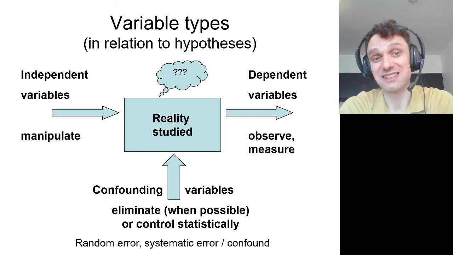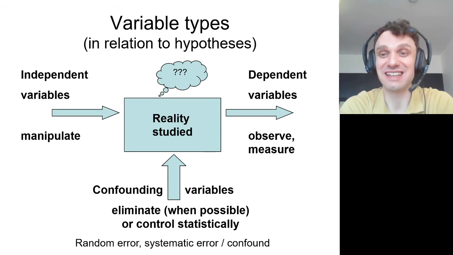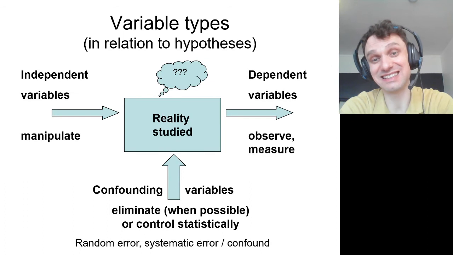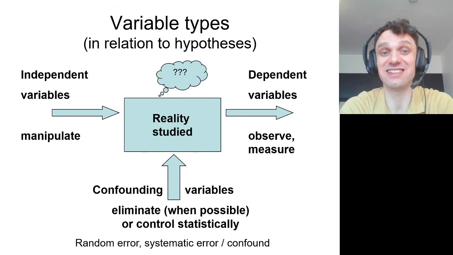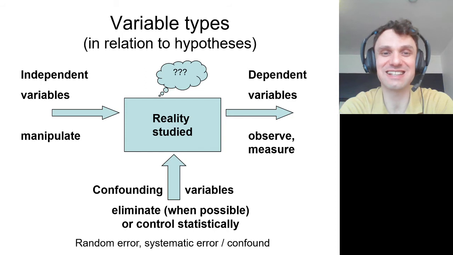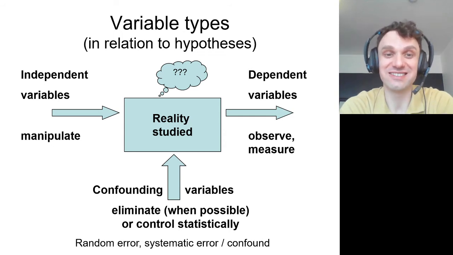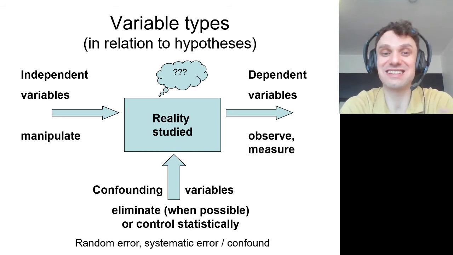With respect to different variable types in relation to hypotheses, those variables can be independent or they can be dependent. And we'll discuss this distinction in much detail in a couple of meetings when we will focus on experimental designs. So don't worry if this distinction is not so clear to you. And there are also confounding variables or confounds that intervene with our reality that we are trying to study. And we try to eliminate these confounding variables to the extent possible.